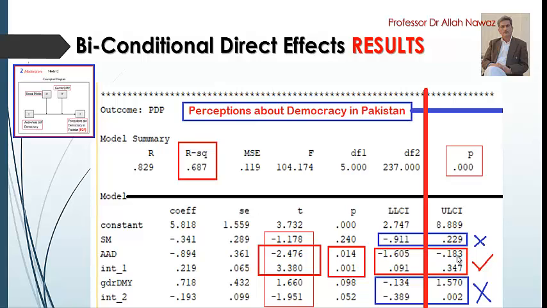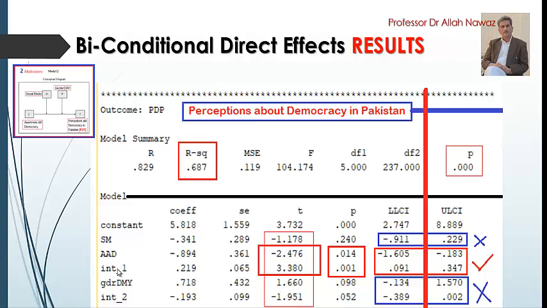Therefore, the result is significant because they are on the same side. Therefore, there is no zero or no chance of zero in the range. So the impact of awareness about democracy is significant as well as having a big and huge coefficient weight, but it has a negative relationship with the Y variable, or dependent variable, of perceptions about democracy in Pakistan.